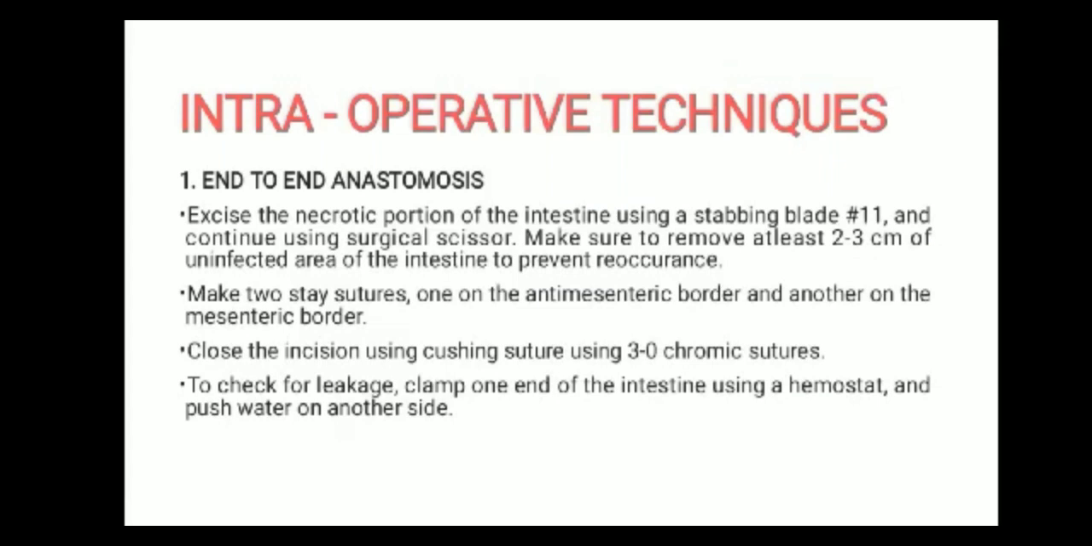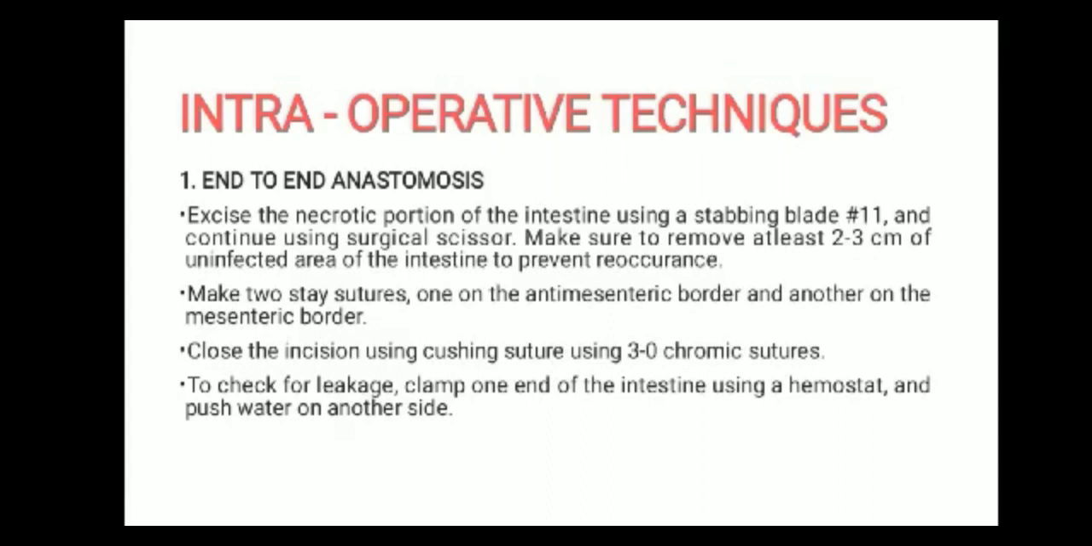Next is the intraoperative techniques. First is the end-to-end anastomosis. First step is to excise the necrotic portion of the intestine using a stab blade number 11, and continue using surgical scissors. Make sure to remove at least 2 to 3 centimeters of the uninfected area of the intestine to prevent recurrence. Make two stay sutures, one on the anti-mesenteric border and another on the mesenteric border.